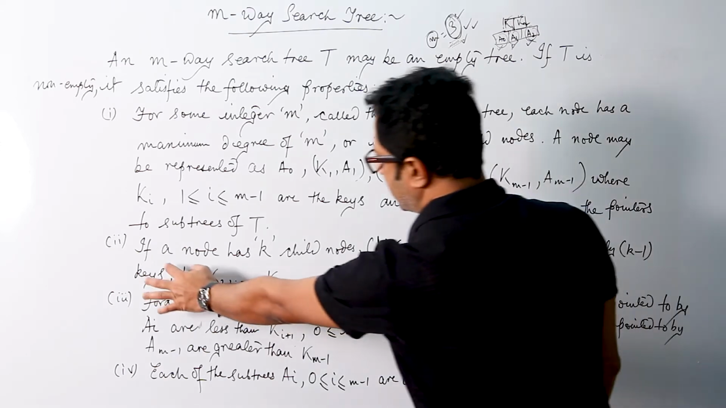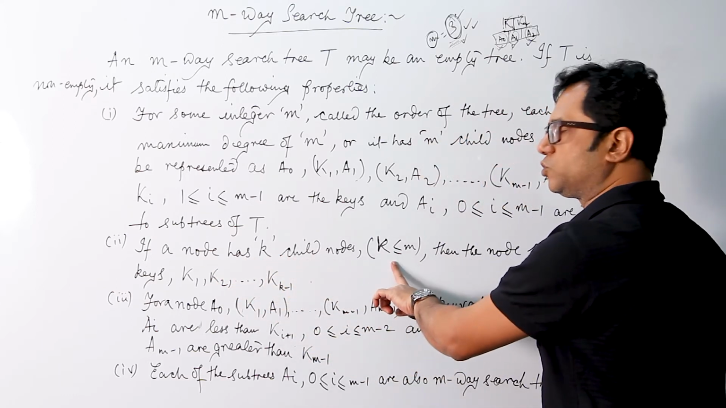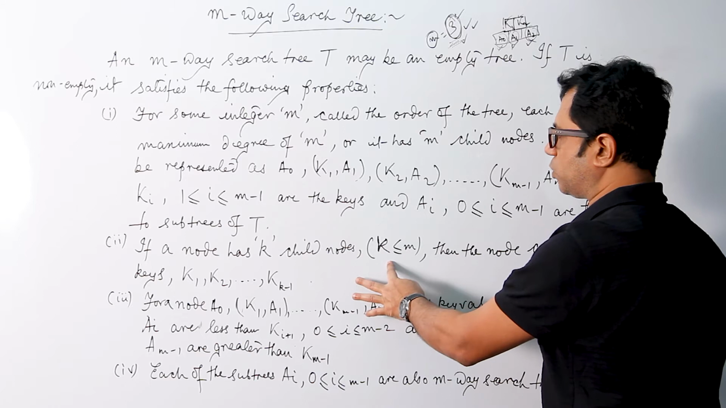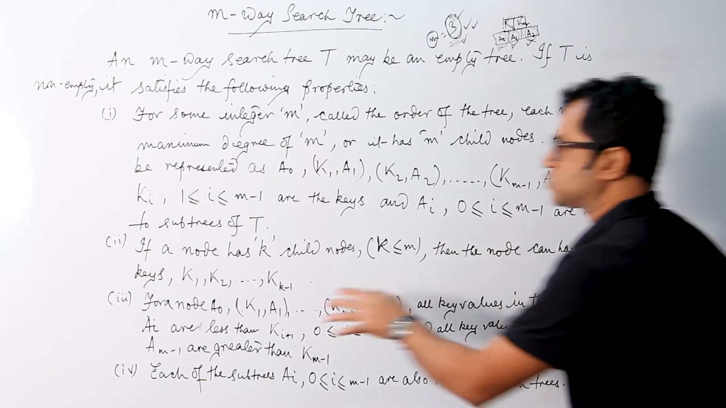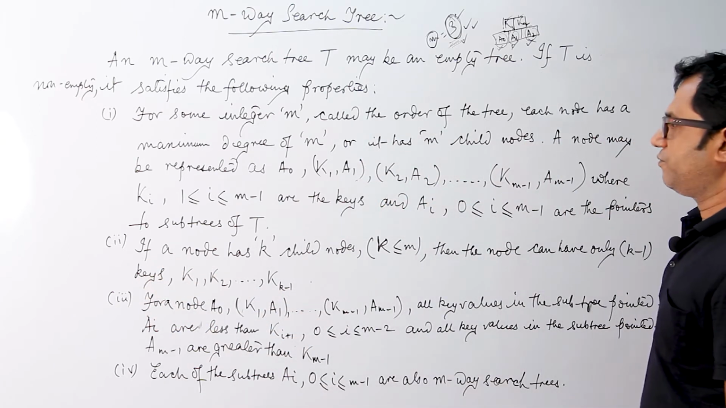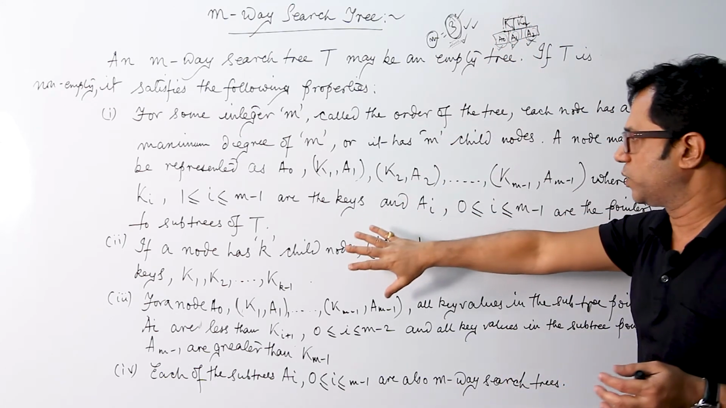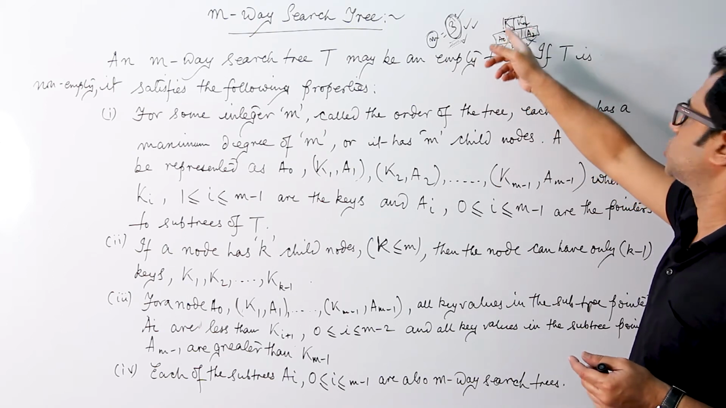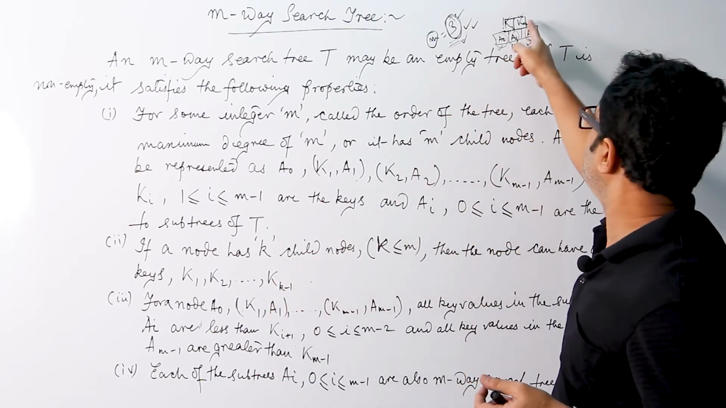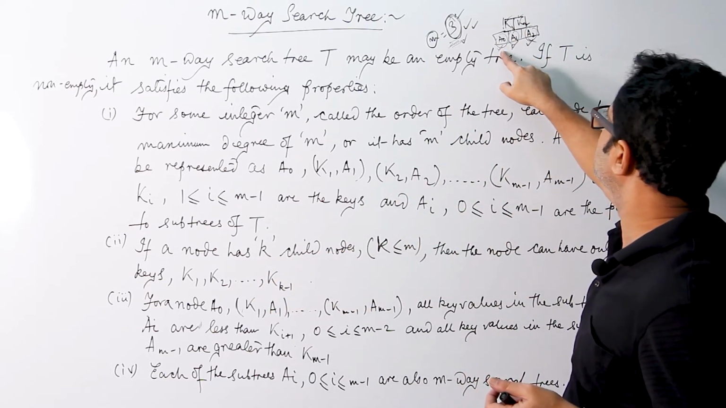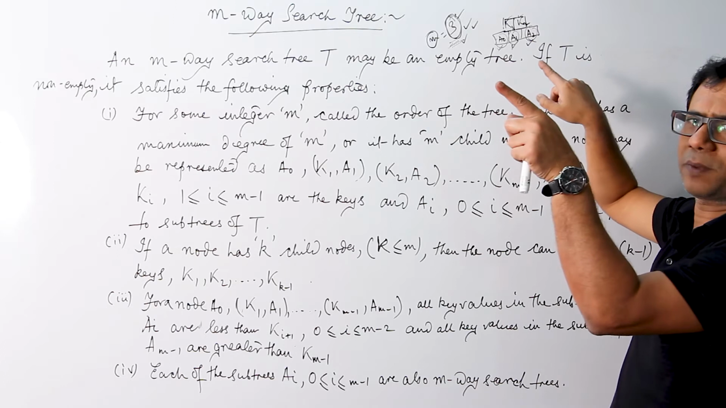The second point is that if a node has k child nodes, k less than or equal to m, which you can easily understand, then the node can have only k minus 1 keys. Suppose this node has k child nodes, and compare it to this simplified representation of a node given on the board. K child nodes means 1, 2, 3, so the child nodes which can be reached at most is 3.